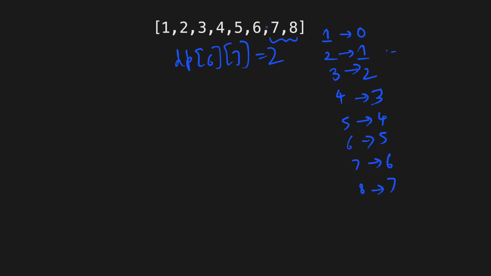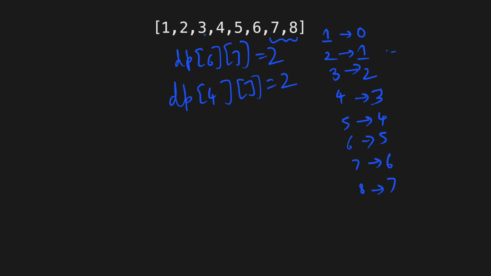Similarly, we will try 6 and 7, 6 and 8, 5 and 6, 5 and 7, 5 and 8, and so on. For demo purposes, let's write dp of 5 and 8. So we sum up 5 and 8 and get 13. But 13 is also not in the map. So dp of 4 and 7 will be equal to 2 as well.